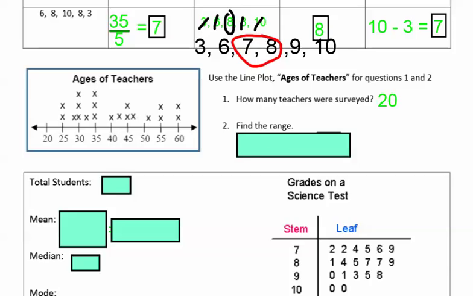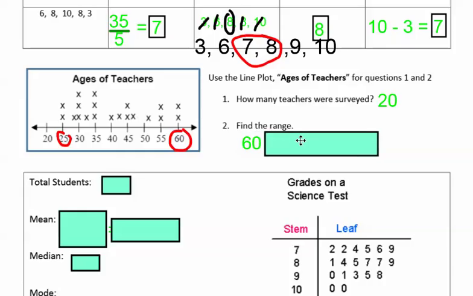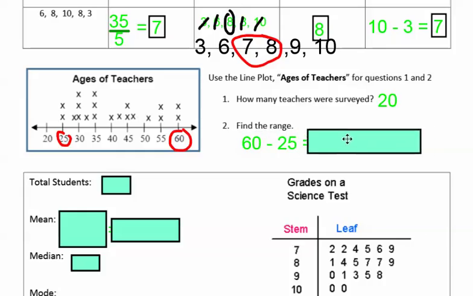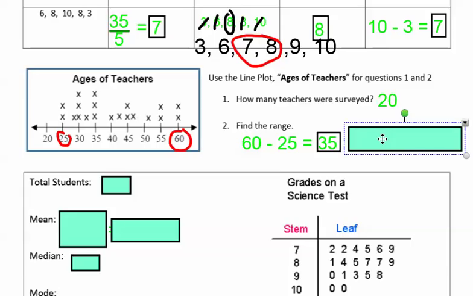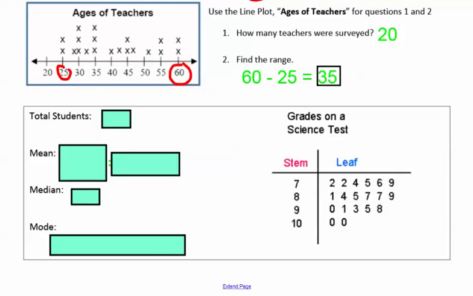Now, let's say they want us to find the range in teacher ages. Well, guys, we need to only look at the ones where it's actually an age. So we have our oldest teacher is 60. Our youngest teacher is not this because no one's there. Our youngest teacher is actually 25. So we're going to do 60, which is our oldest age, minus 25 gives us a range of 35 years old. Okay? That is a line plot.